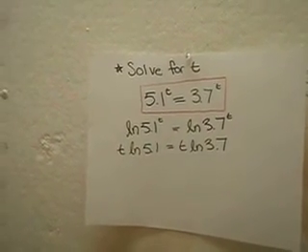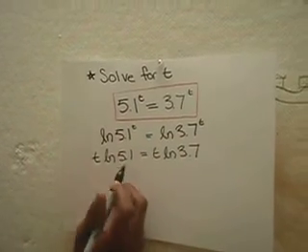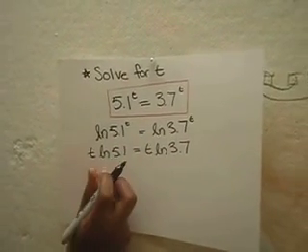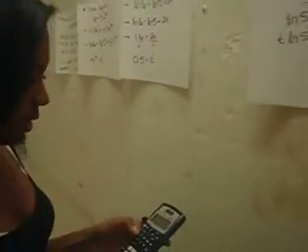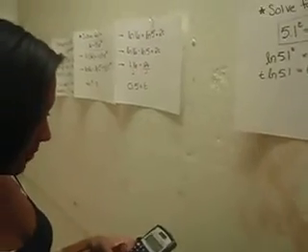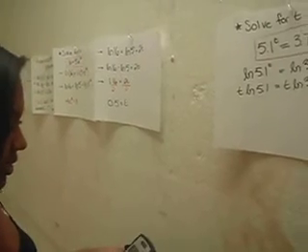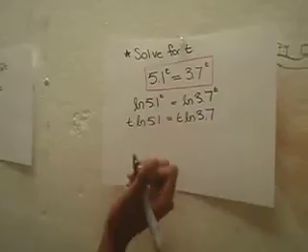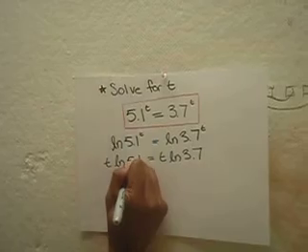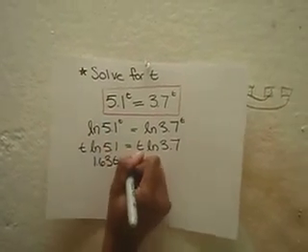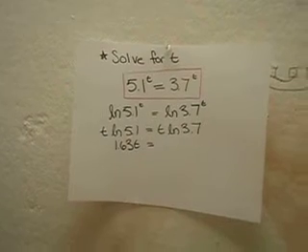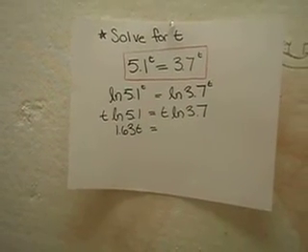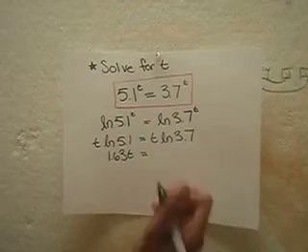Now all you have to do is figure out the number of logarithm 5.1. So you put that in your calculator. ln 5.1 is 1.63. And logarithm 3.7 is 1.31.